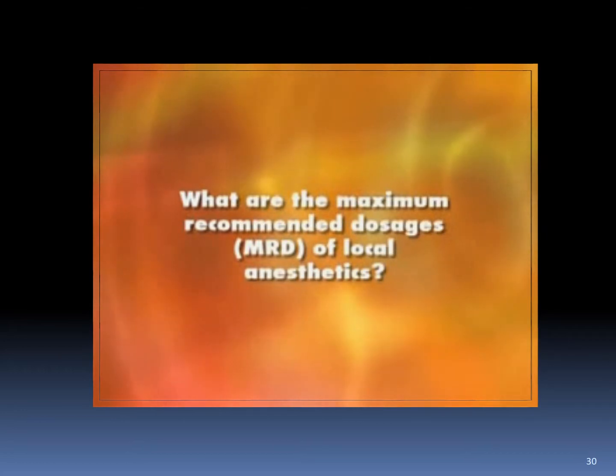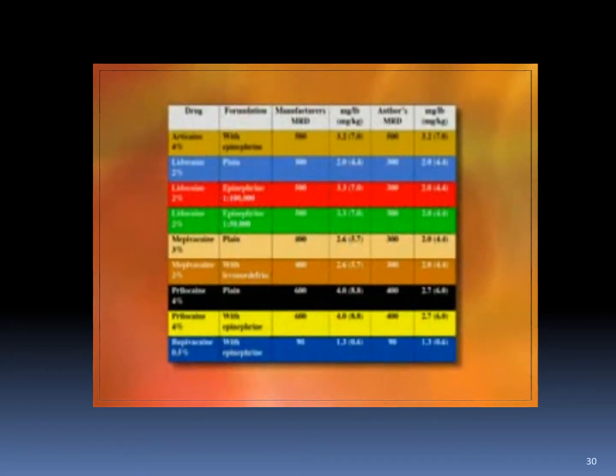What are the maximum recommended dosages of local anesthetics? MRDs, for the commonly used local anesthetics in dentistry, are calculated as milligrams per pound or milligrams per kilogram of body weight, up to an absolute maximum dosage.